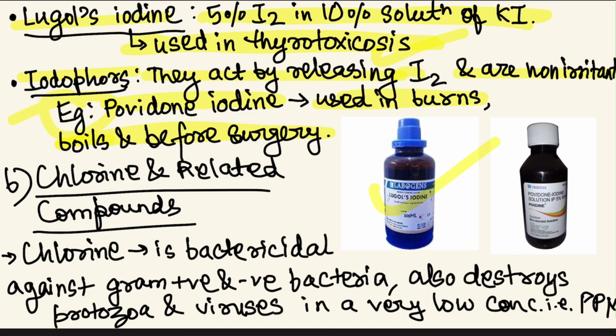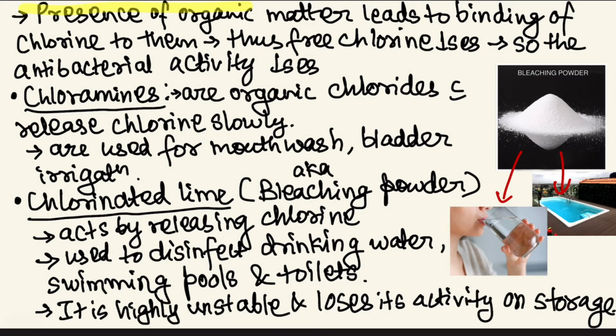Then we have chlorine related compounds. Chlorine is bactericidal against gram positive and gram negative bacteria. It also destroys protozoa and viruses, that is, in a very low concentration, in parts per million, that is 0.1 parts per million. It has activity against gram positive and gram negative bacteria, and also against protozoa and viruses. The presence of any organic matter leads to the binding of the chlorine to it, and thus free chlorine decreases. As a result, the antibacterial activity of the chlorine will also decrease in the presence of organic matter.